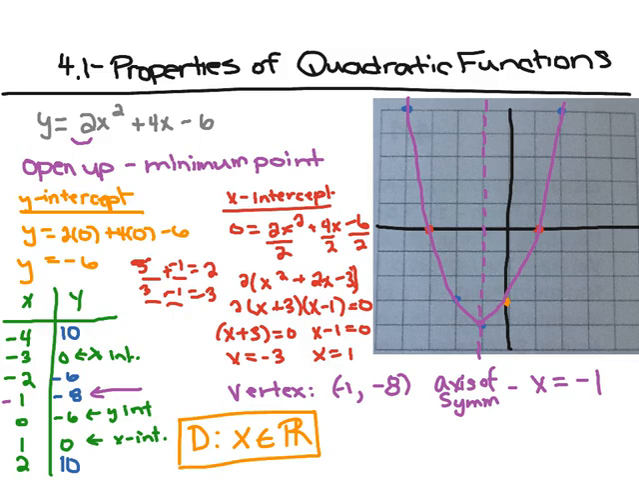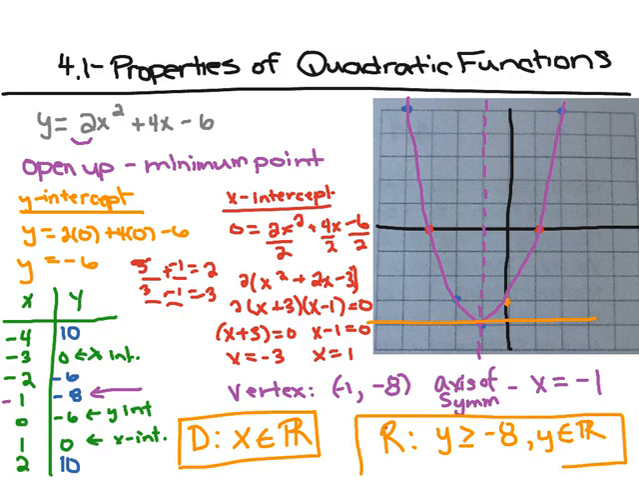And for range, because we have a minimum value, we know that it can't go any lower than this point right here, which is -8. So we know that y has to be greater than -8. And it's also elements of the real numbers. So this is our range. So all real numbers greater than -8. Because it goes on and on and on and on up forever. And that is all the information about this graph.